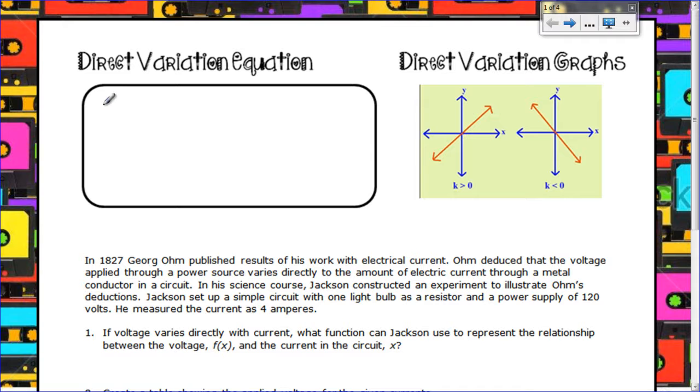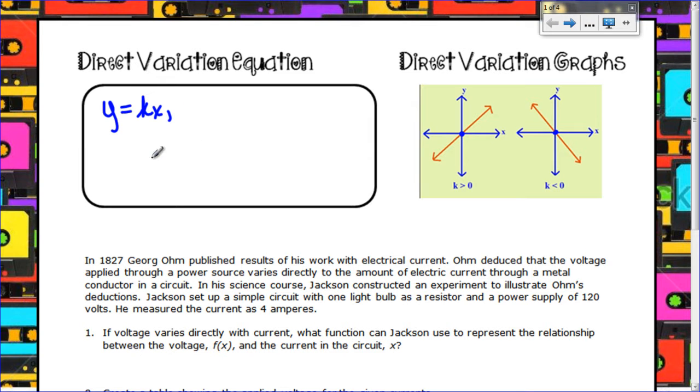So direct variation has an equation, and it looks like this. It's y is equal to kx, and if you're thinking that looks familiar, it's because it's very similar to y equals mx plus b, except when we're doing direct variation, there's no plus b because the y-intercept is going to be 0, because to be direct variation, the graph has to cross through the origin. Otherwise, it's not direct variation.